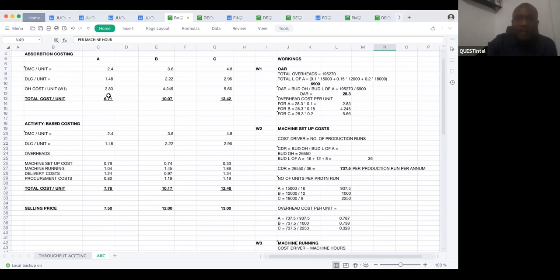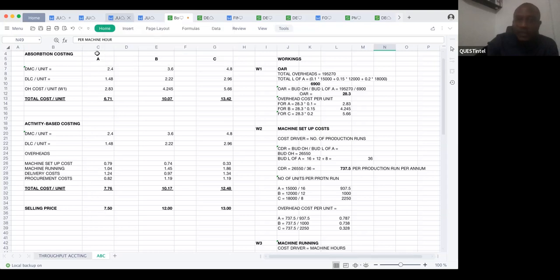Now, if they had used absorption costing, they would have felt they were making a profit of about 80 cents, 79 cents, something like that, if my math is correct. They would have felt that they were making a profit. However, they're actually making a loss. So what activity-based costing will help them to do is to either see whether they can increase the selling price to be higher than this 7.76, or they consider ceasing the production of product A, because product A is loss-making.